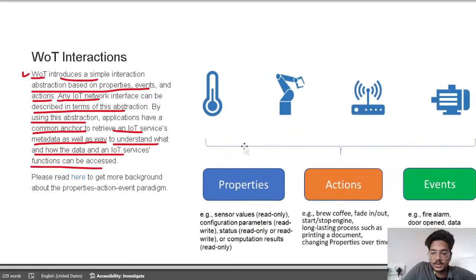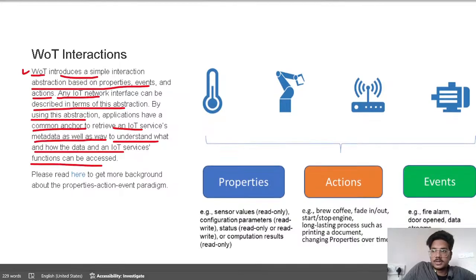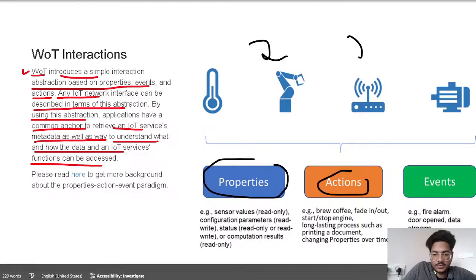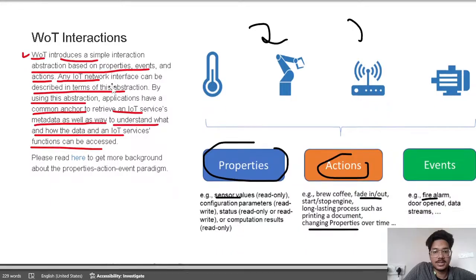So these are the IoT devices. IoT devices have their properties, actions, and events. Property: sensor value, config, parameter, status, read-only, read-write. Action: brew coffee, fade in and out, stop engine, long-lasting actions changing their property. Event: fire alarm, door open, data stream, all these things. These are the interaction affordances.